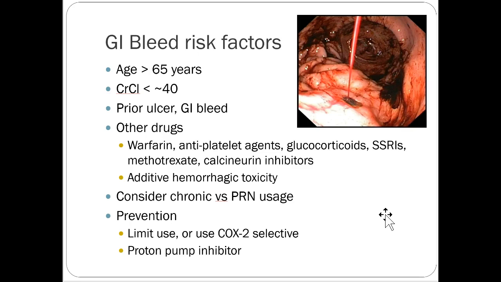Consider chronic, again, versus PRN. So people who take NSAIDs regularly are going to be at much higher risk. Prevention overall, try and limit use to as needed. COX-2 selective inhibitors can be a little bit better on the GI tract. And you can also give your NSAID with an antacid regimen, like a proton pump inhibitor or a histamine 2 antagonist.